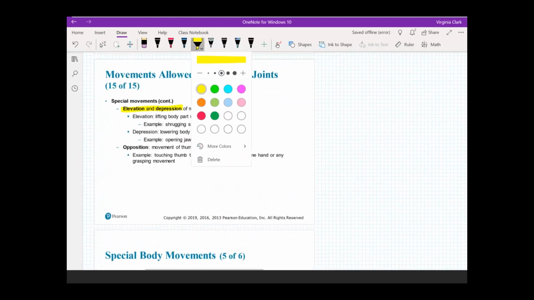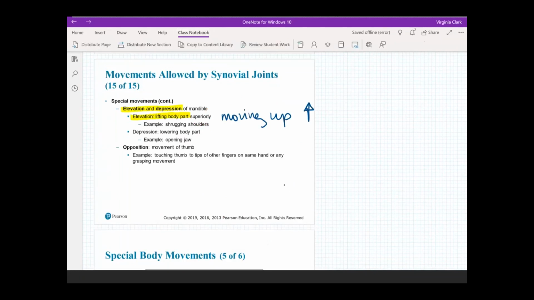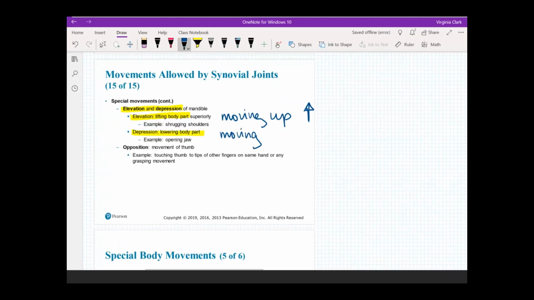Elevate, just like it says in the name, is lifting the body and moving it up. So you could be closing your mouth or you could be raising your shoulders. Either one, you are moving that joint up. The opposite is depression, where you're moving the joint down. So this would be opening your jaw, moving it down, or this could be bringing your shoulders back down.